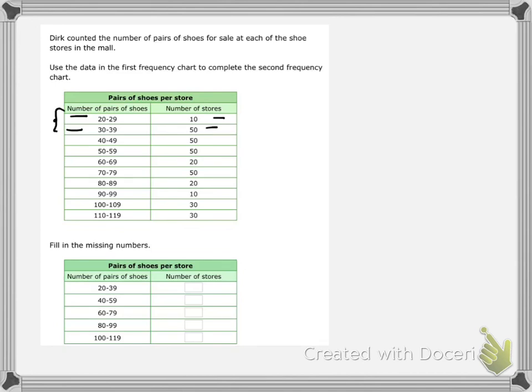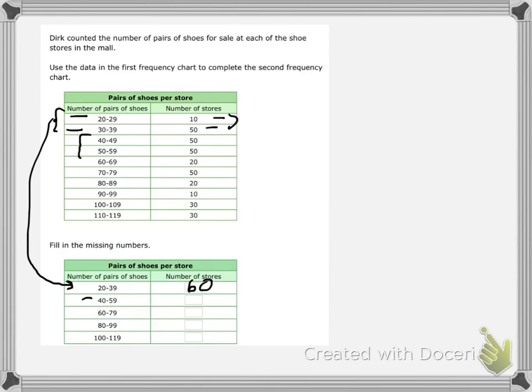And if you notice, these two grouped together make up the first row in our second frequency table. So I'm going to add up these two numbers here, 10 plus 50, which is 60. So there are 60 stores that had 20 to 39 pairs of shoes. All right, the next category down here is 40 to 59.